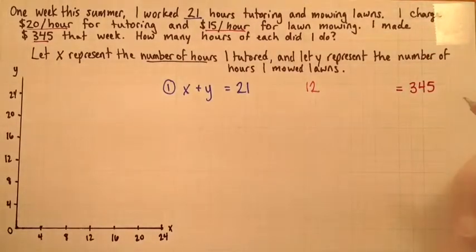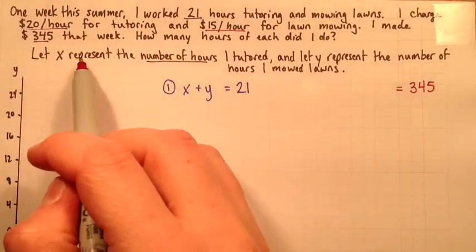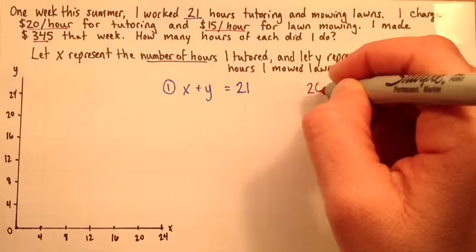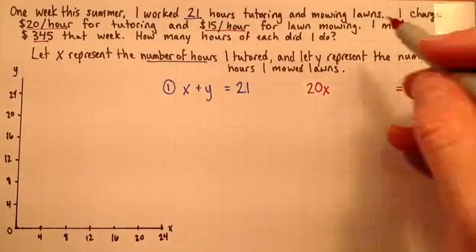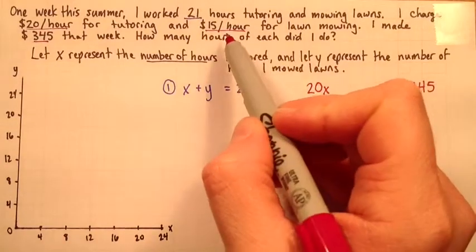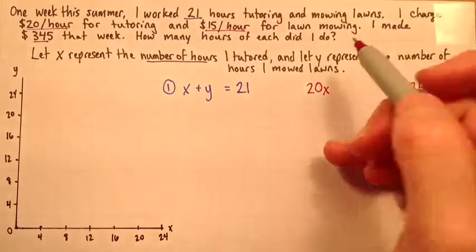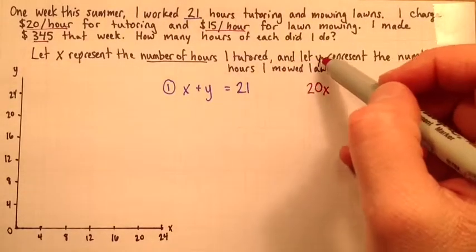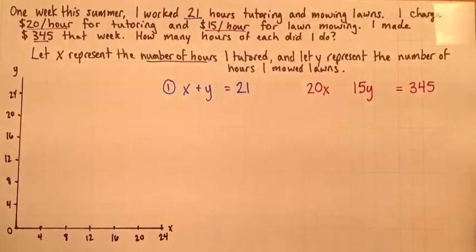Let me just pause and put that away. Okay, so I worked $20 an hour tutoring, and I tutored for x hours. So the amount of money I made is going to be 20 times x. And then the amount of money I made mowing lawns is going to be $15 an hour, so 15 times however many hours I worked. And in your example, you'd multiply the numbers, but here I have 15 times y.